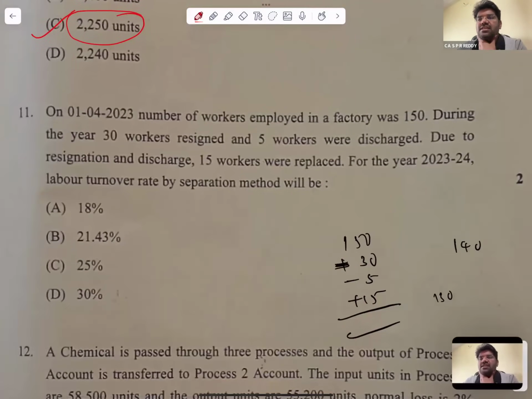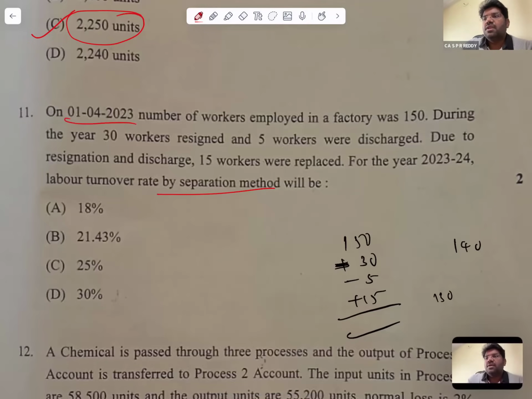So that was relating to the material chapter. Next, the 11th one is relating to the labor chapter, labor turnover using the separation method. What is the formula? Labor turnover using the separation method is the number of separations, both resigned as well as discharged, divided by the average number of workers. At the beginning, they have given 150 workers. But they have not given the number of workers at the end of the year. So we first have to calculate the number of workers at the end of the period. How do you get it? Opening 150, you have to deduct resigned and discharged, and add the number of replacements.